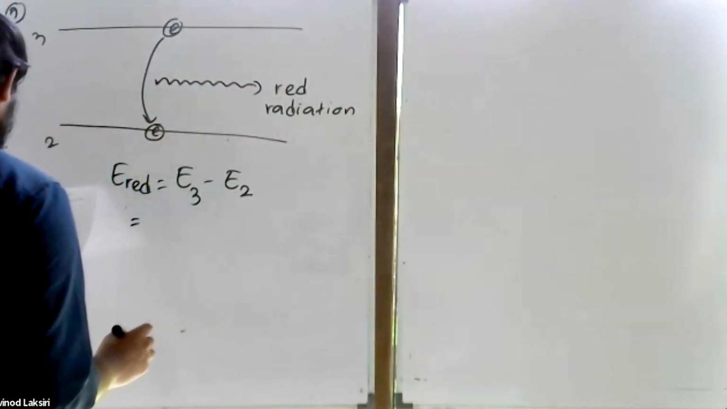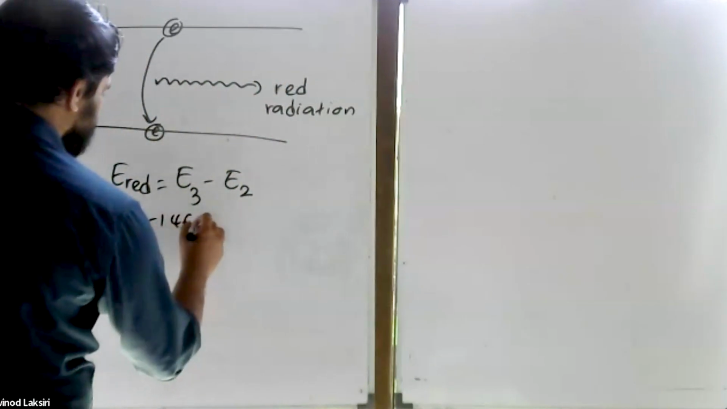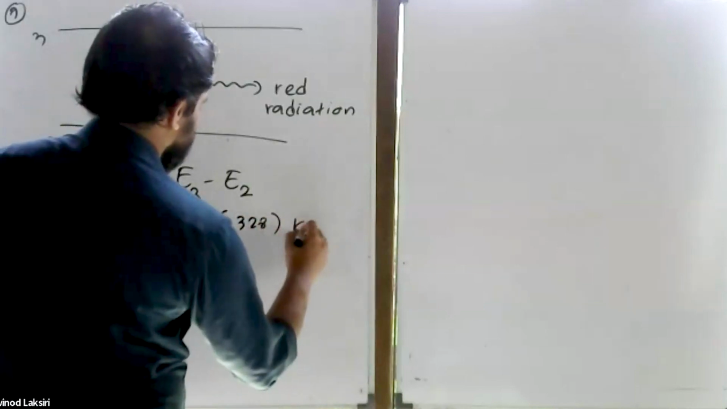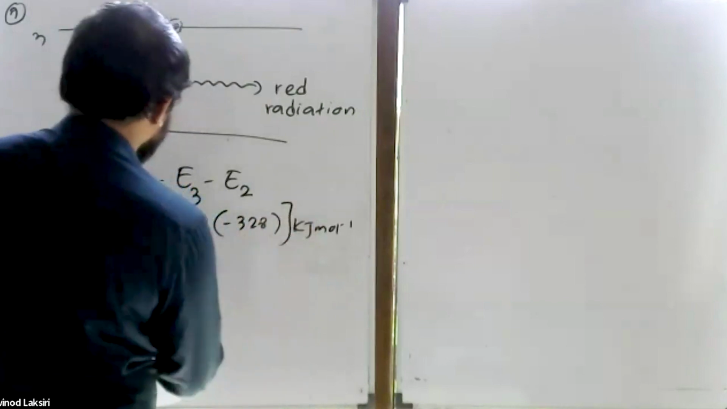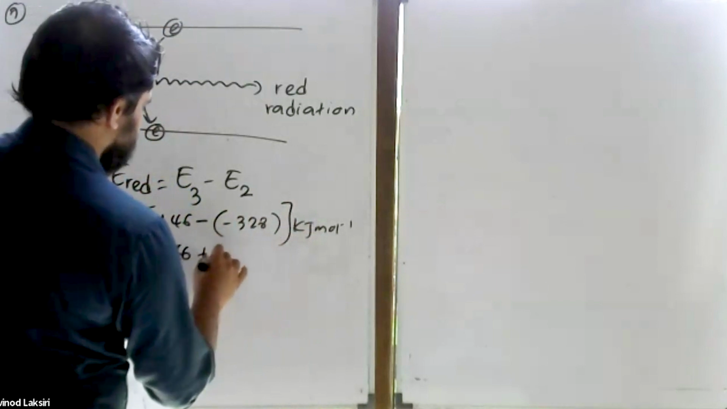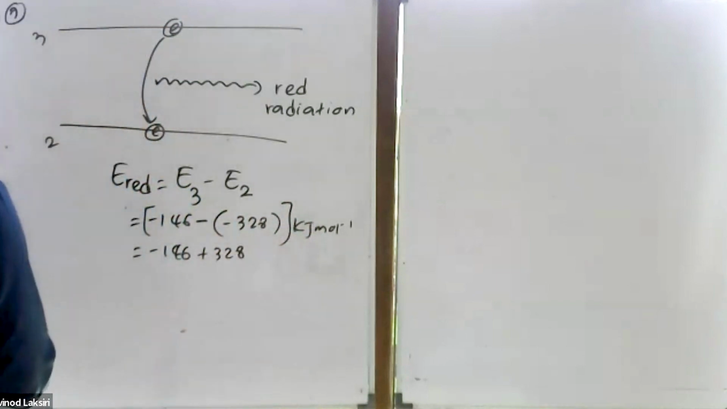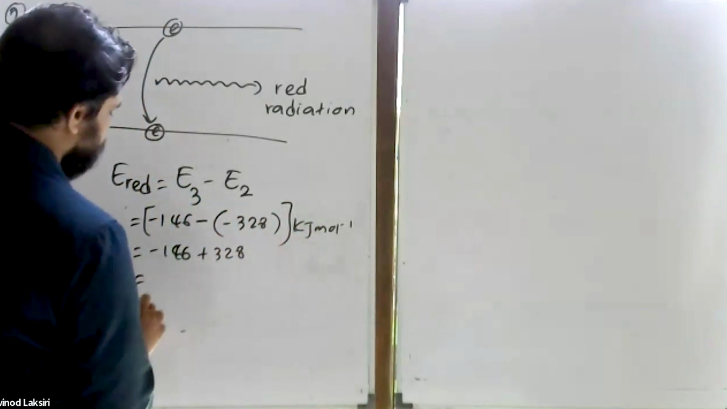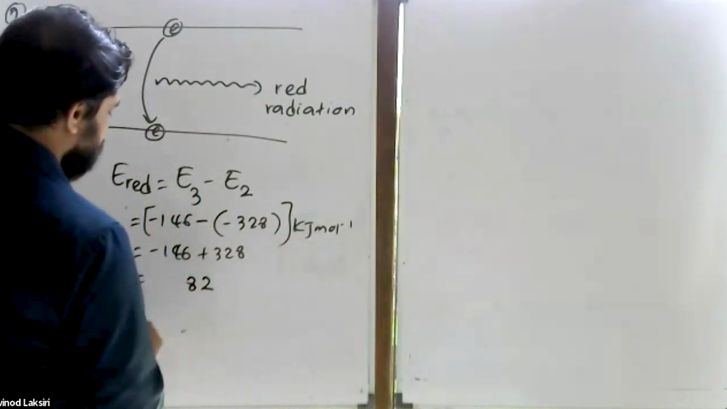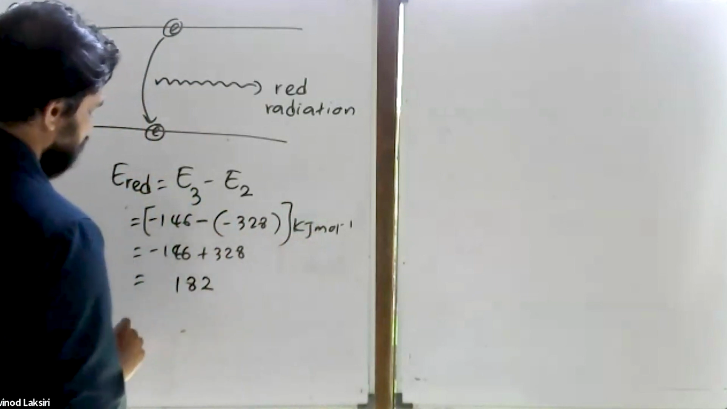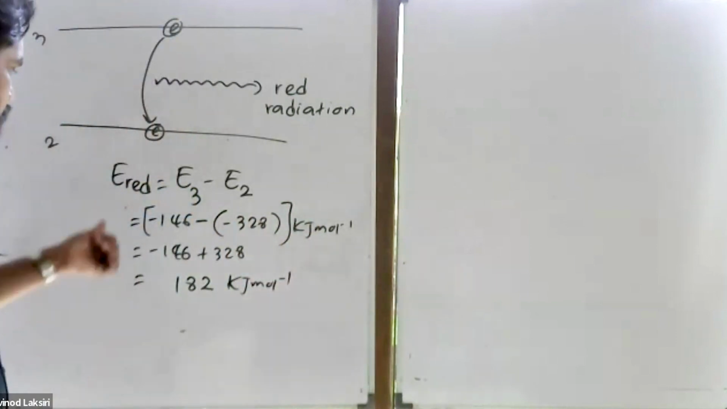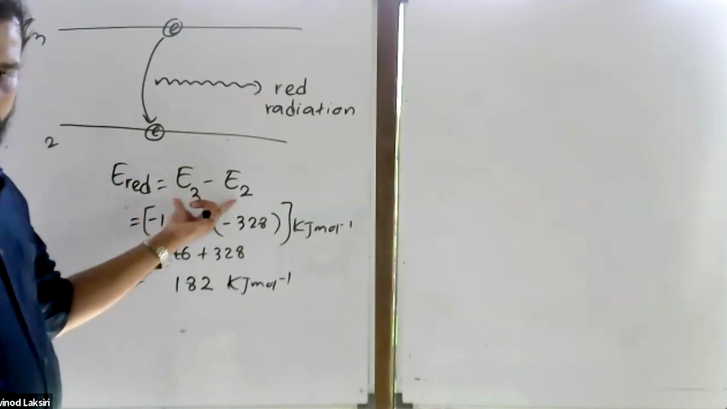The third level is given as minus 146, and the second is minus 328 kilojoules per mole, that is the unit, right? Then what is the answer here? Minus 146 minus minus 328, so plus 328. 328 minus 146: 8 minus 6 is 2, 12 minus 4 is 8, 2 minus 1 is 1. So 182. Do you understand? Energy of radiation should be equal to the energy difference between 3 and 2.